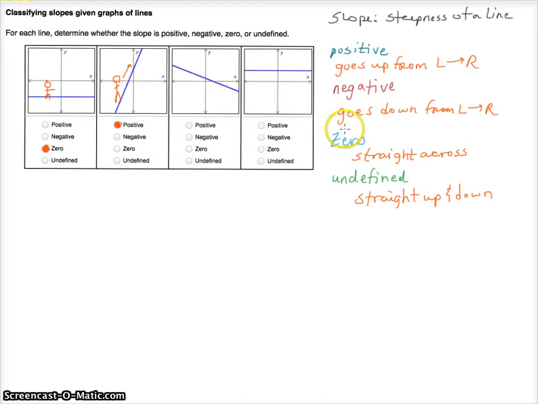If we look at negative slope, it goes down from left to right. So from my left values to my right values, my line is going down. And so we can think of it as a slide. He's going down a slide. And that one's going down. Okay? So this one's going to be a negative slope.